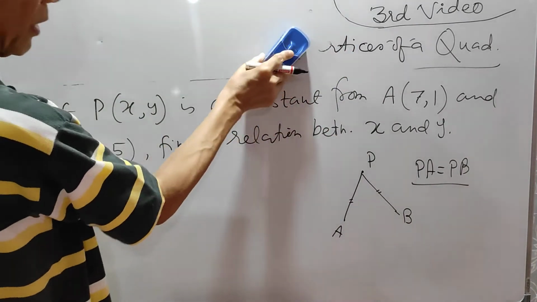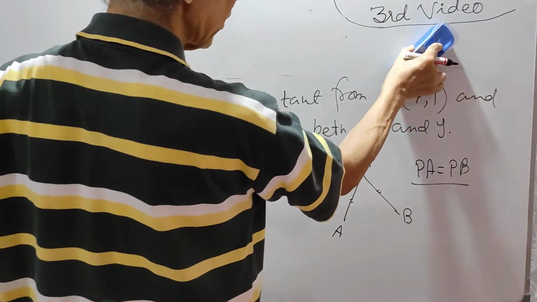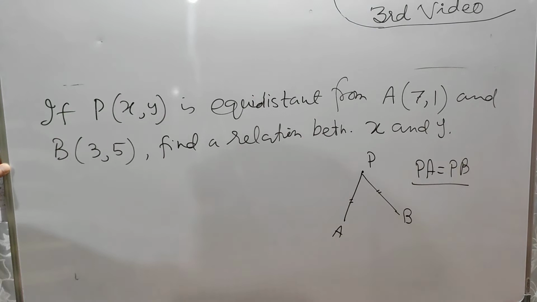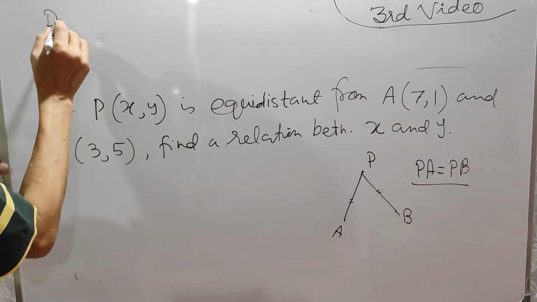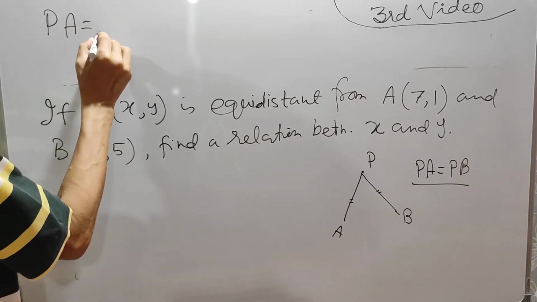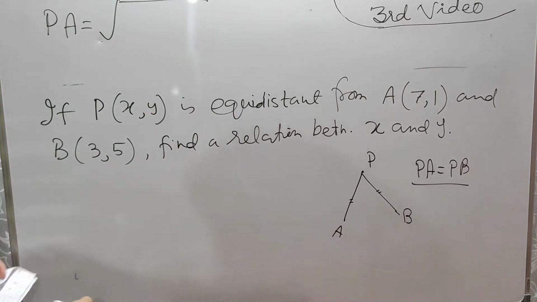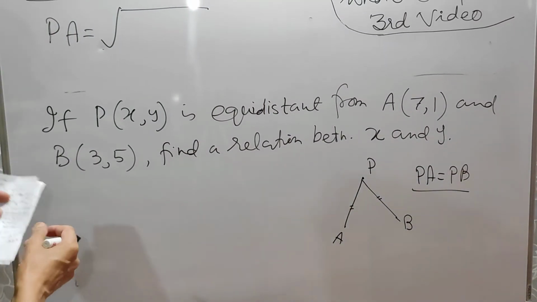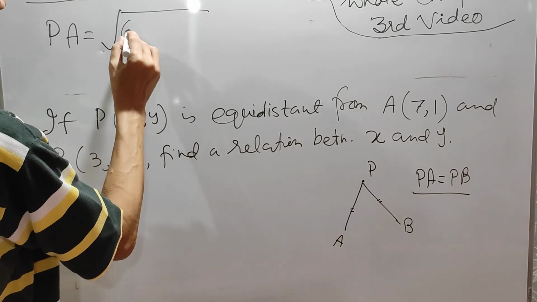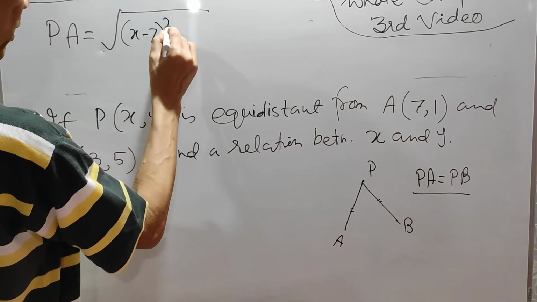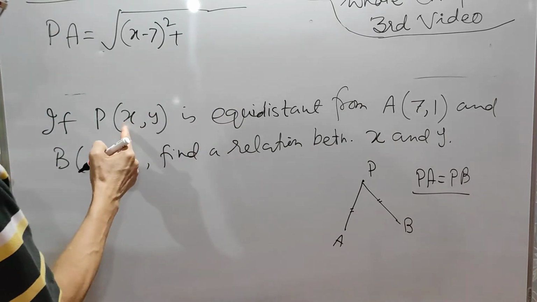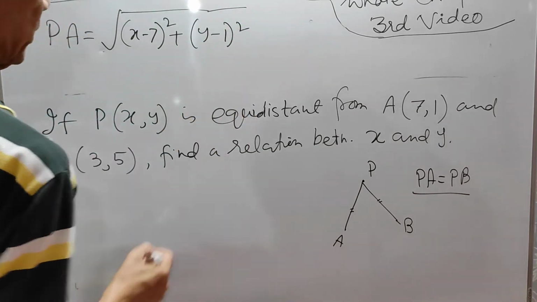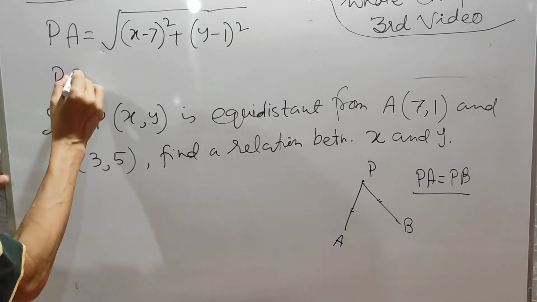So obviously, I think you have understood that using the distance formula, we have to find PA and PB, isn't it? So PA equal to what? Now this is P, this is A. So what will be PA? Root over (x minus 7) square plus (y minus 1) square. This is PA.